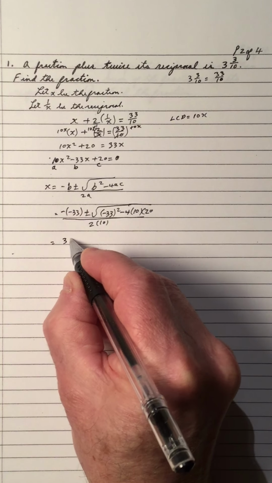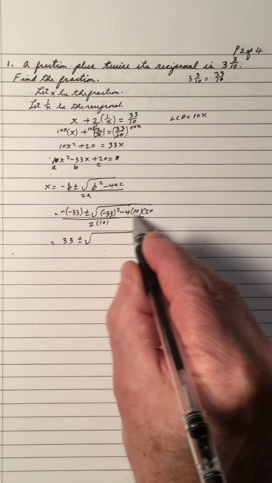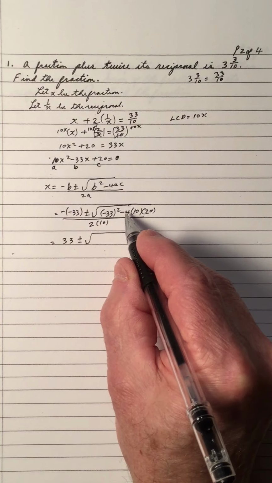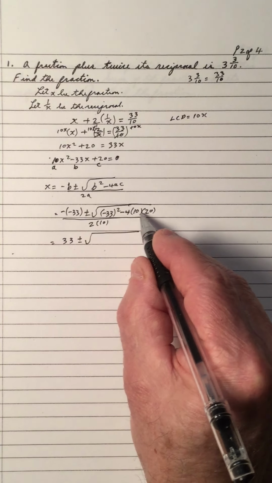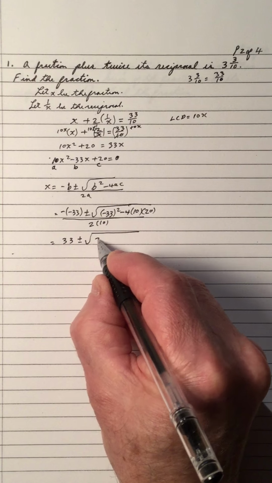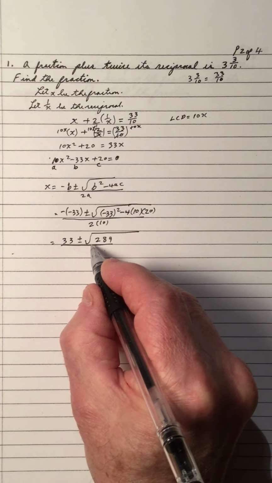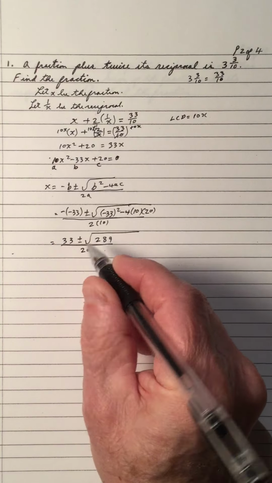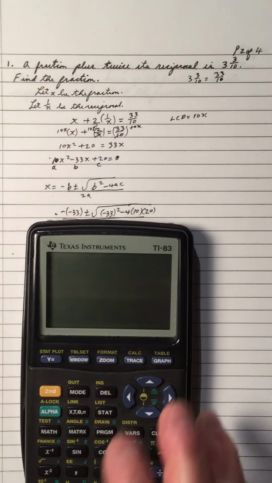So that gives me 33 plus or minus the square root of... If you put this in a calculator and type it in exactly as you see it, that will come out to be 289, all over 2 times 10, which is 20. And I'll show you that. I have a graphing calculator here.